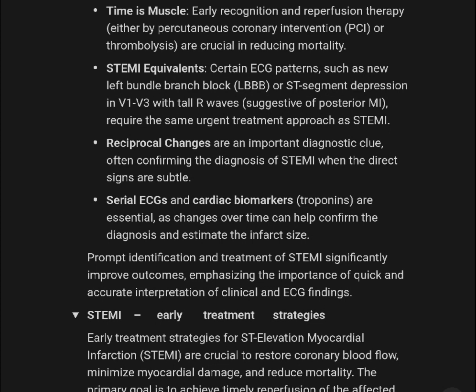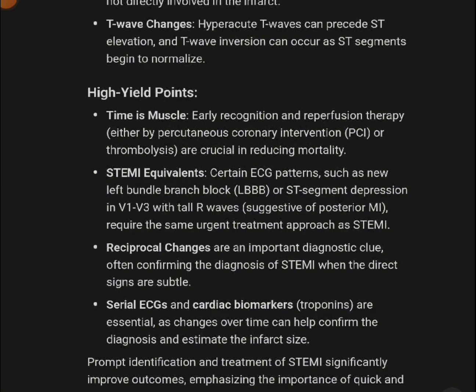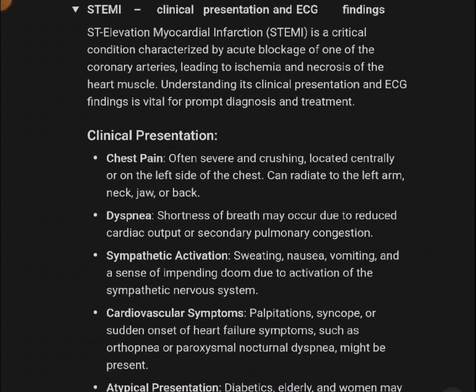Reciprocal changes are an important diagnostic clue, often confirming the diagnosis of STEMI when the direct signs are subtle. Serial ECGs and cardiac biomarkers like troponin are essential, as changes over time can help confirm the diagnosis and estimate the infarct size. Prompt identification and treatment of STEMI significantly improve outcomes, emphasizing the importance of quick and accurate interpretation of clinical and ECG findings.